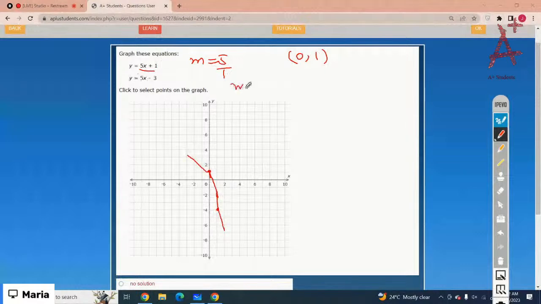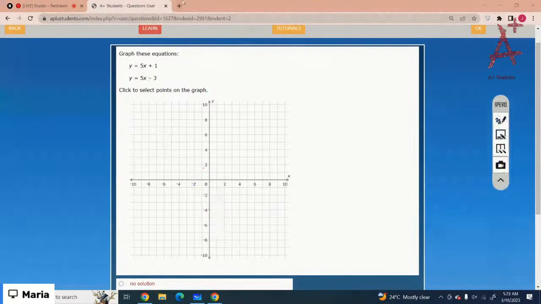For the second one, the slope is 5 and the y-intercept is -3. That means the graph is touching the y-axis at -3. Here is the -3. Got it? So the second point is 5 over 1. Move 5 down and 1 right. Here it is. So just join these 2 points and make a line. Probably the graph is touching at 1 point. Got it? Because the lines are exactly, let me just draw a graph on Desmos.